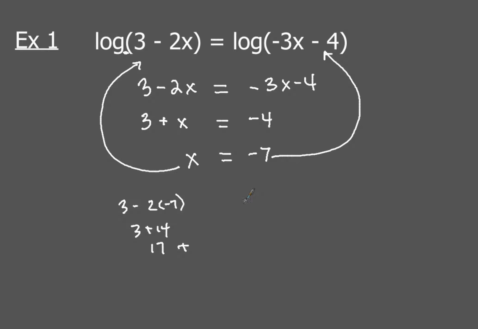But I want to double check and go to the other side. So negative 3 times negative 7, and then minus 4. So that's going to be 21 minus 4, which is 17, which is also positive, and they are the same thing. So x equals negative 7 is the correct solution. So just double check to be sure, plug it back in.